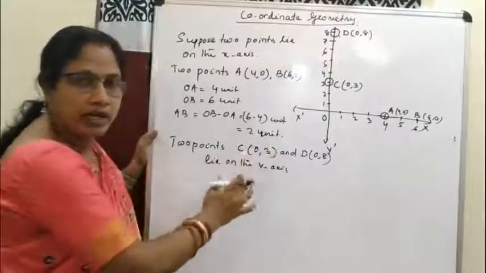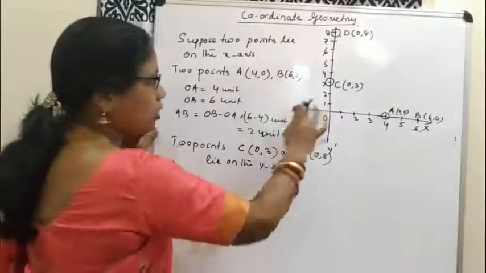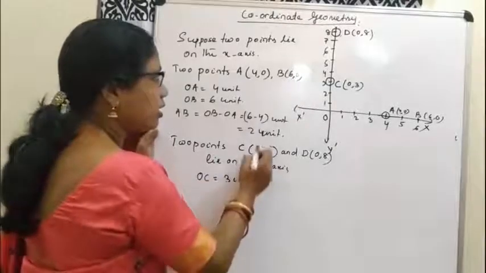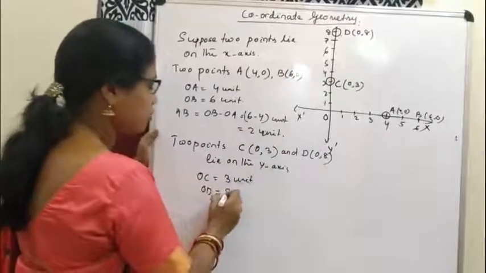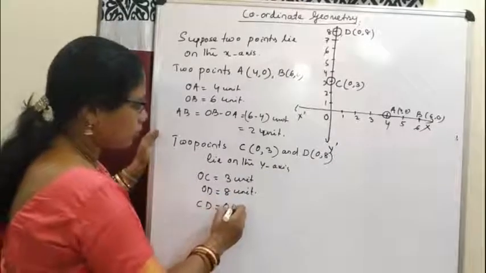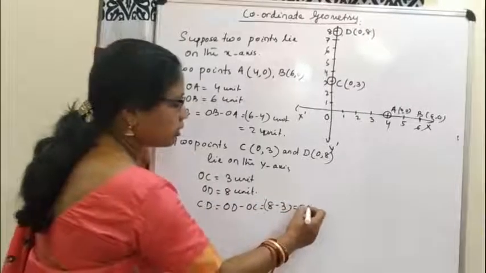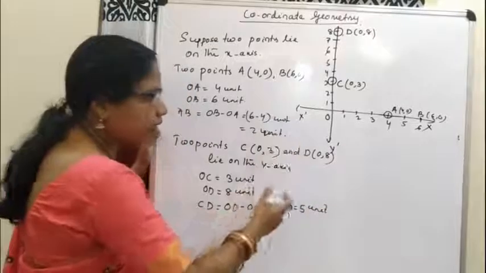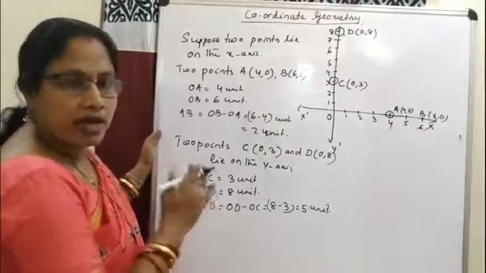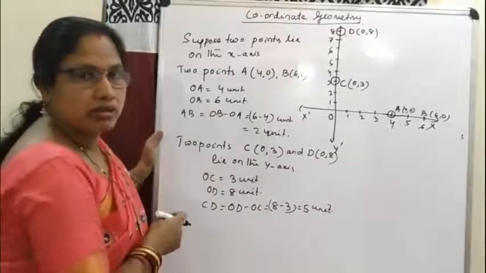Here C and D points both are present on the y-axis. So here OC is equal to 3 unit and OD is equal to 8 unit. So our CD is equal to OD minus OC. That is equal to 8 minus 3 is equal to 5 unit. So in this way we can find the distance between 2 points if they are present either on the x-axis or on the y-axis.